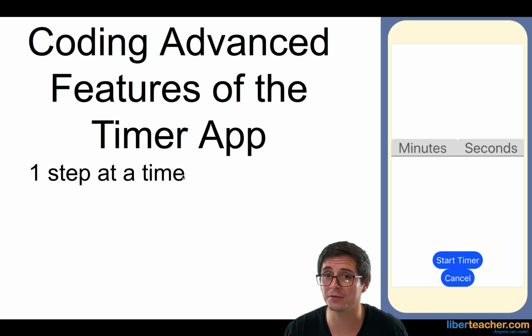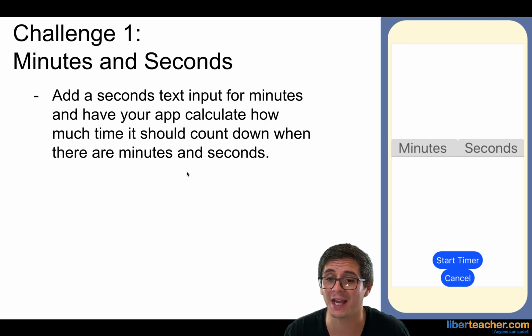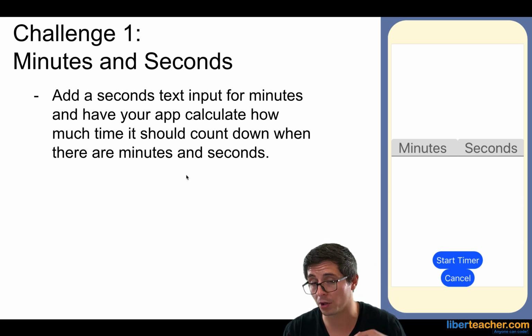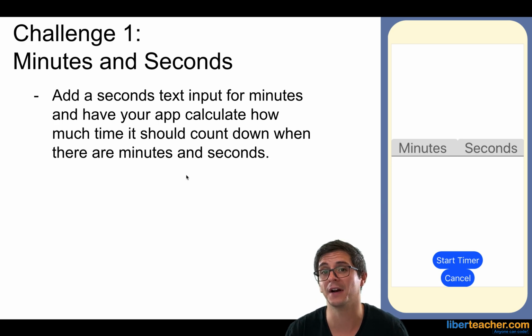And the first thing we're going to be doing is adding minutes and seconds to our timer app so that the user could put in like 5 minutes and 5 seconds and it will count down from 5 minutes and 5 seconds. So let's go ahead and get started with that.